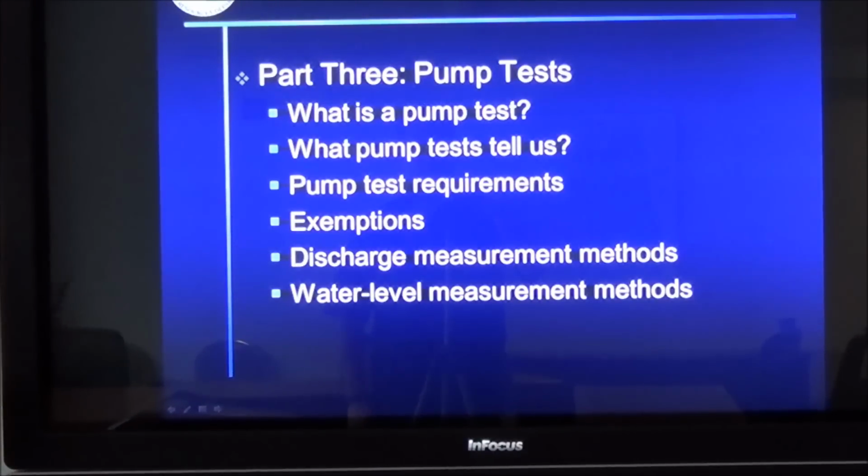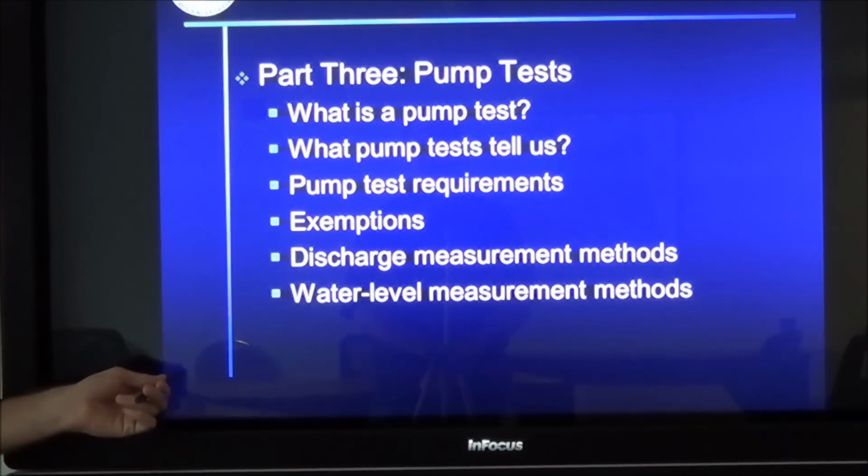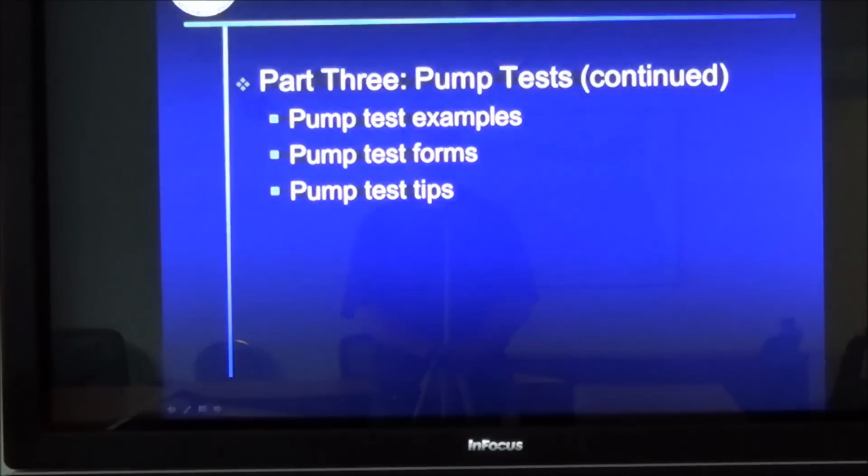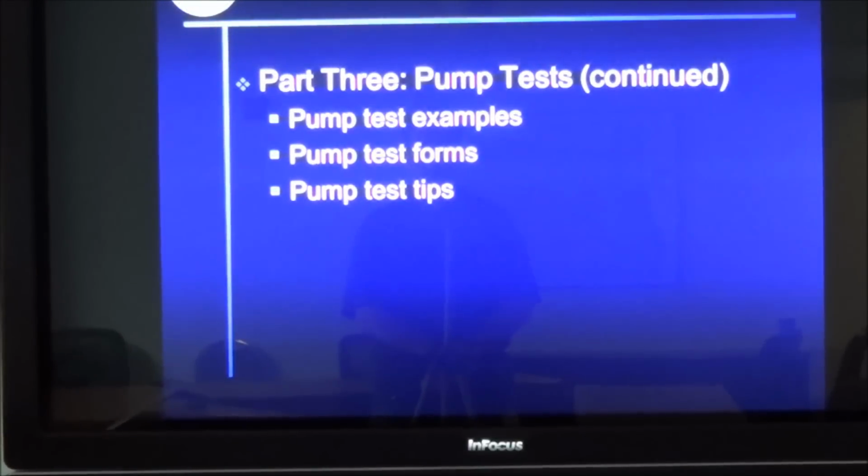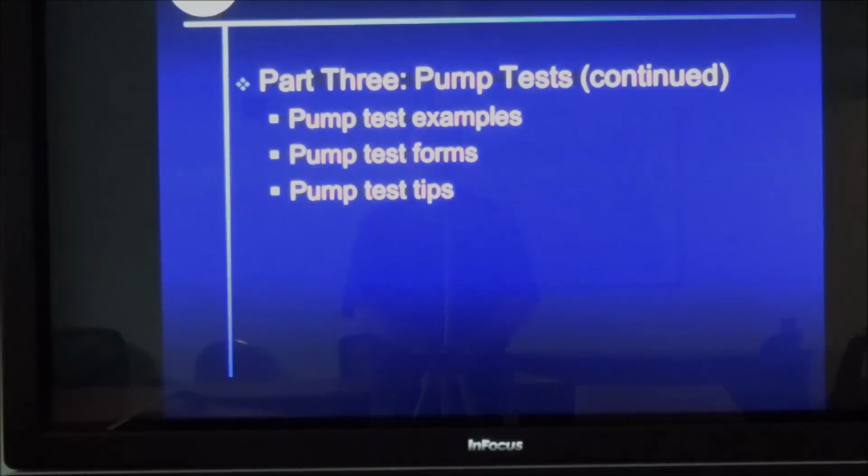In the last part, I'll get into pump tests. First, we'll talk about what a pump test is. Then I'll talk about what it tells us. We'll talk about some of the requirements for pump tests that are conducted for the department, some exemptions, certain discharge measurement methods, and then water level measurement methods as well. I'll give you some examples, good pump tests, bad pump tests. Then we'll just look at some of the pump test forms, and finally we'll finish off with some tips on how to conduct a good pump test.